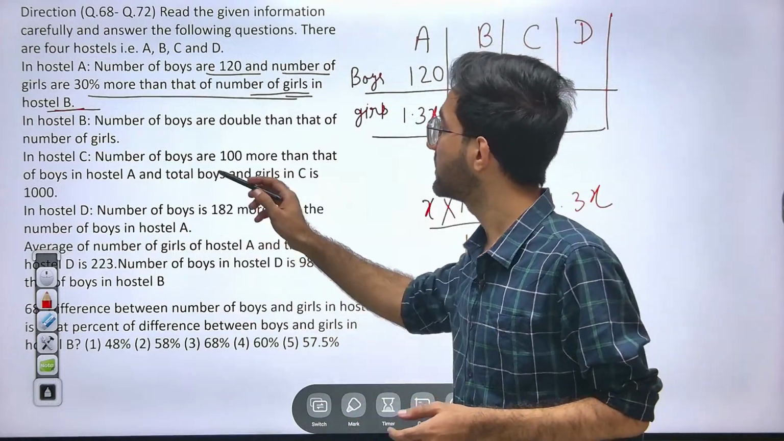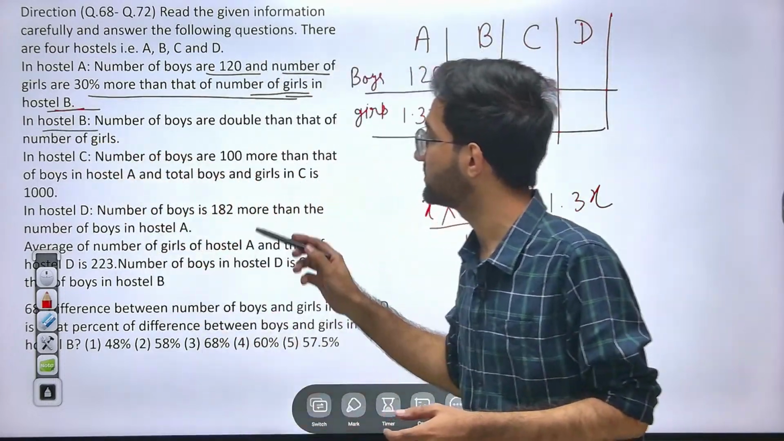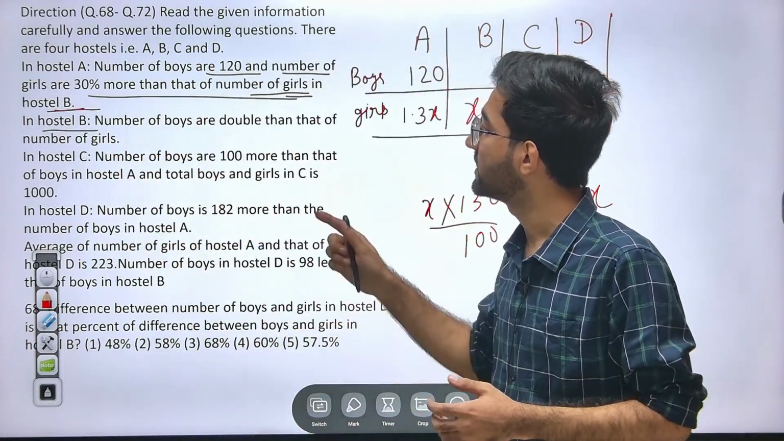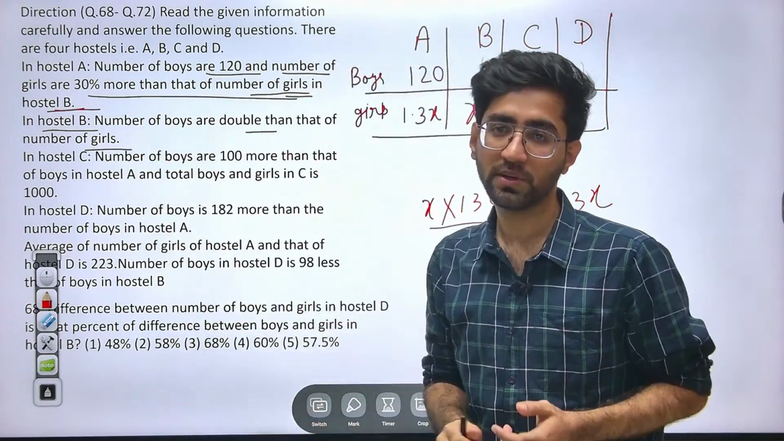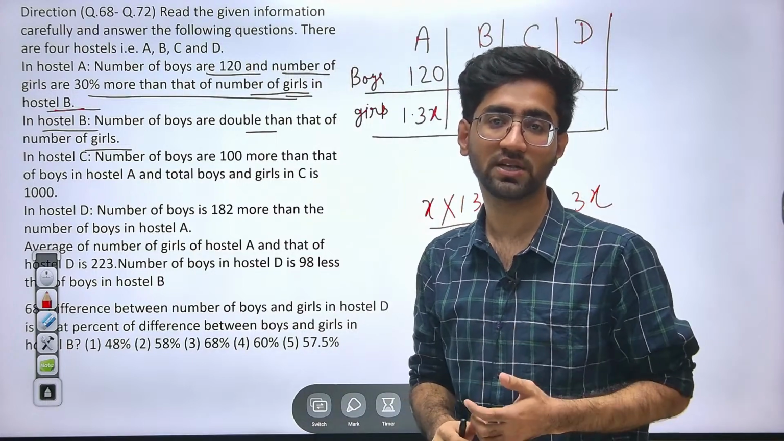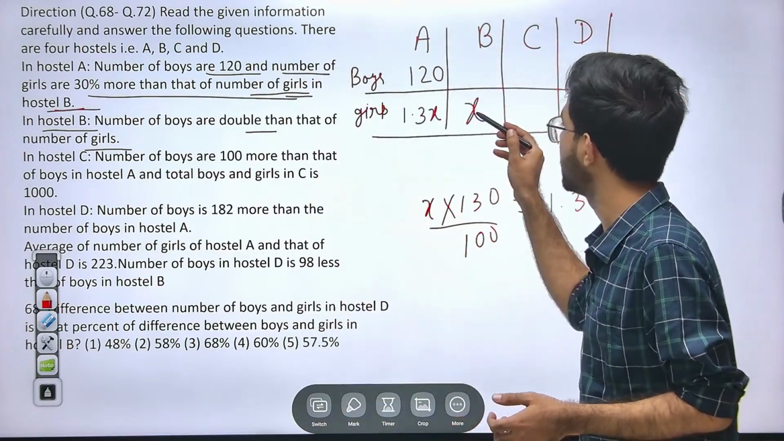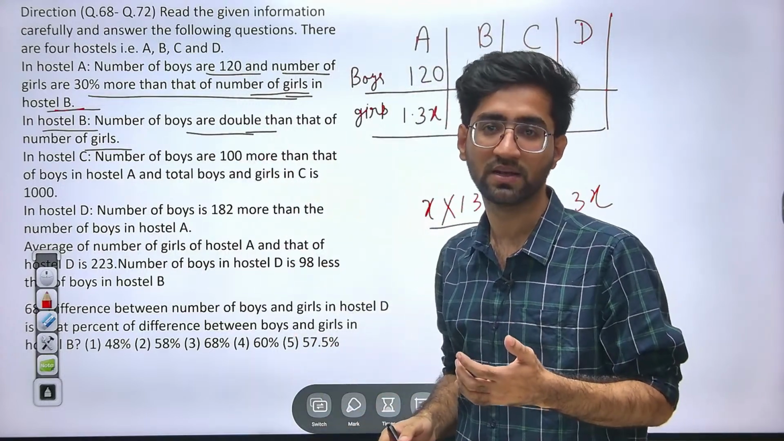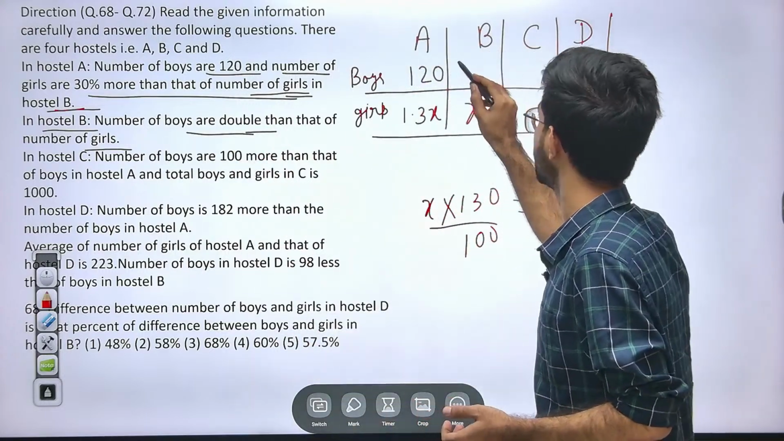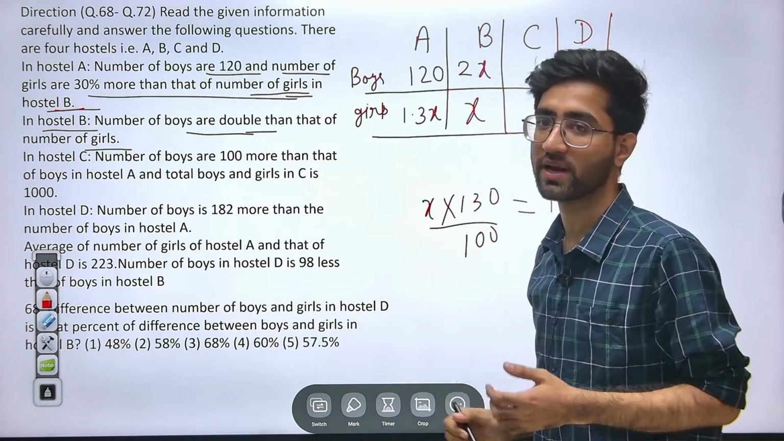Now we will look at the hostel B. It has been given that in hostel B, number of boys are double that of number of girls. Do we know the number of girls in hostel B? Yes, we know that this number is X. And now it has been given that number of boys are double, right, in hostel B. So obviously this value is 2x, right?